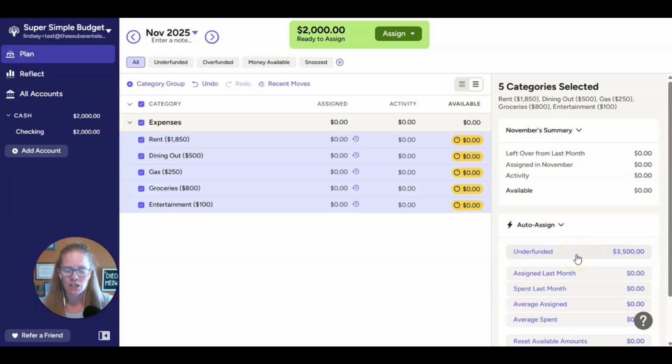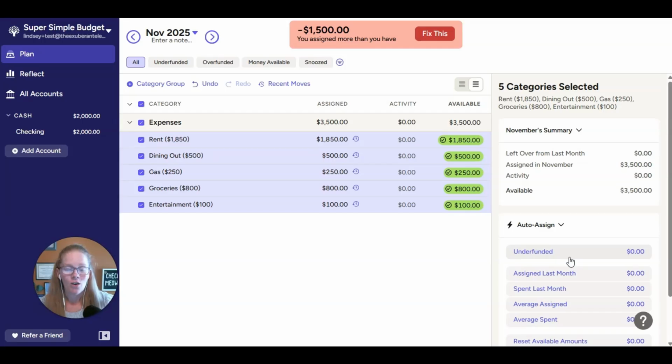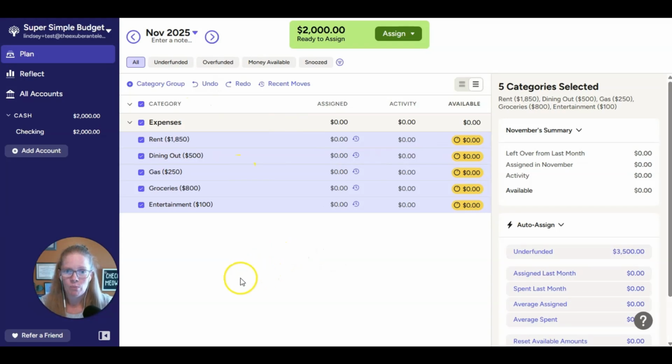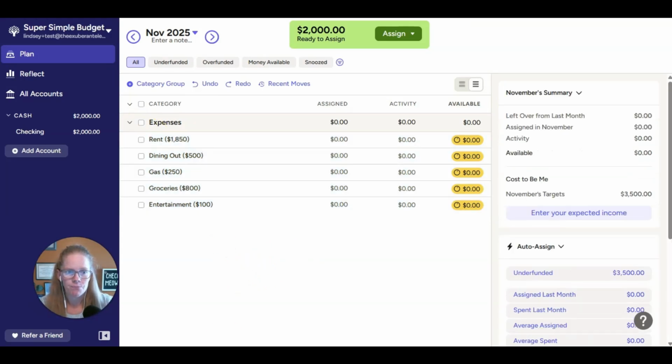So if we go ahead and click this underfunded button, here's the biggest mistake people make. All of a sudden, ready to assign becomes red because you don't actually have $3,500 to assign right now. You only have $2,000. So it doesn't matter what your targets are. If your targets are more than the money you have, you can't fully fund them. So in this case, we have to go through and be intentional and say, okay, what does this money need to do for me before I get paid again?